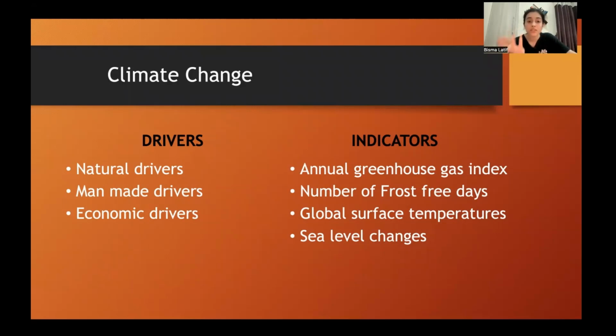Indicators are those through which we know that climate change is happening, and scientists record the rate of climate change through these indicators. So annual greenhouse gas index, simply number of frost-free days. Frost-free days means how many days of summer season we have and how many days of winter we are getting. So that is known as the number of frost-free days. Global surface temperatures and sea level changes.